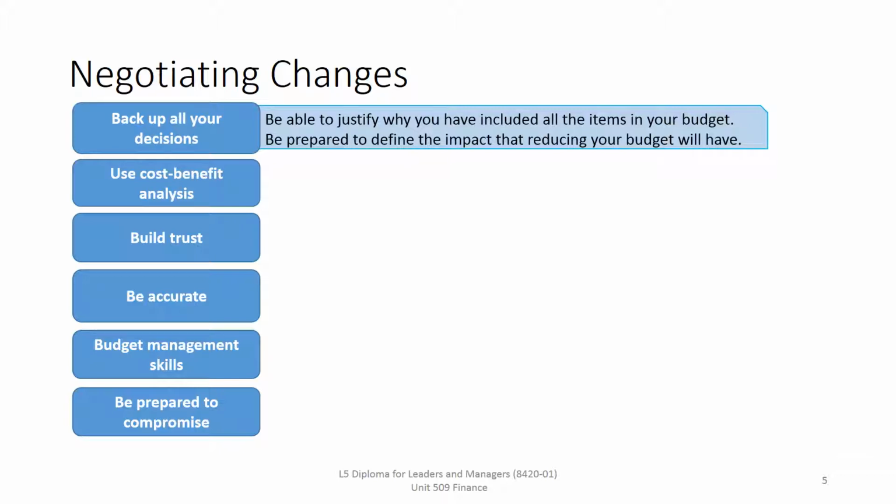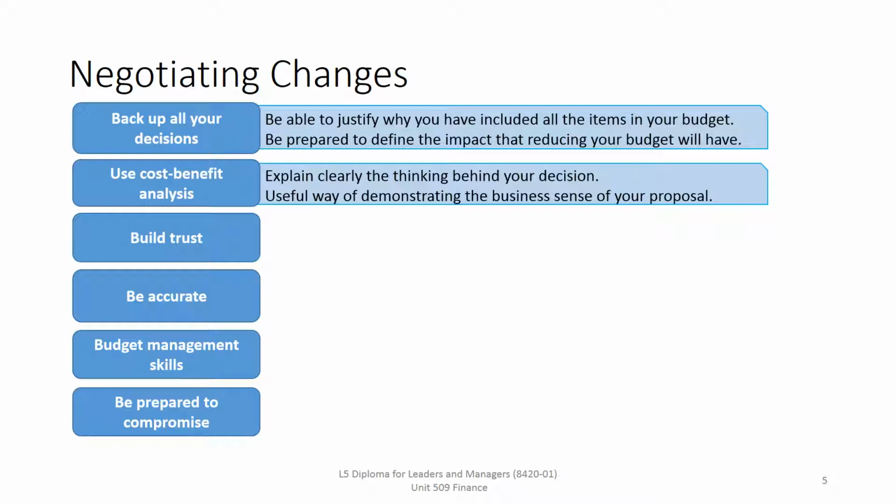If they're saying you're going to have less money, you need to be able to clearly show the impact it will have on strategic objectives. It's important that you can stress this, and then it might help you get the appropriate budget, or at least have identified why you feel it's not going to be sufficient to meet those objectives. Use cost-benefit analysis. If there's key budget items where you haven't chosen the cheapest option that's available, it's important that you clearly explain the thinking behind your decision. So cost-benefit analysis can be a useful way to demonstrate that, like a business proposal.